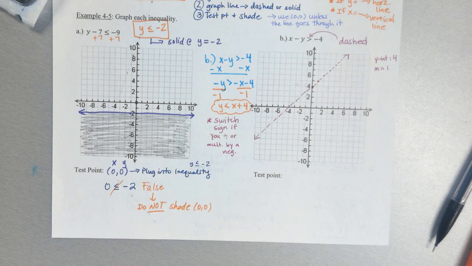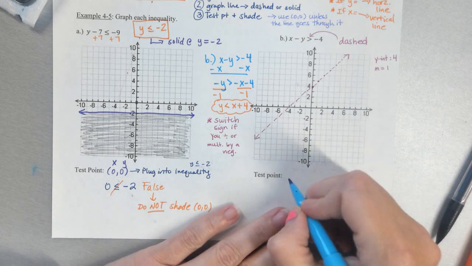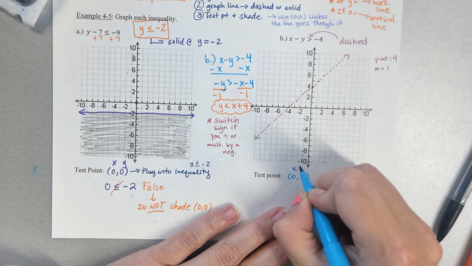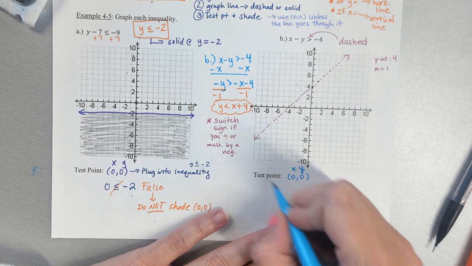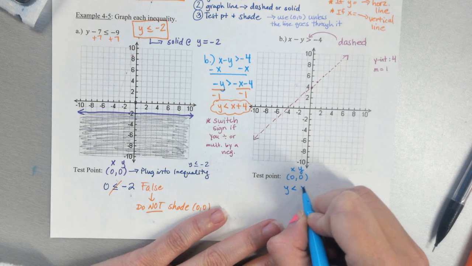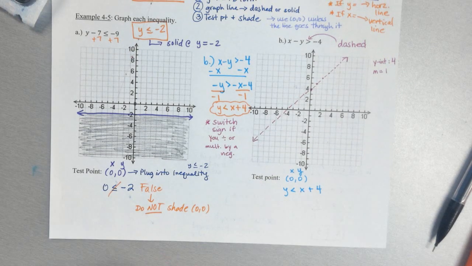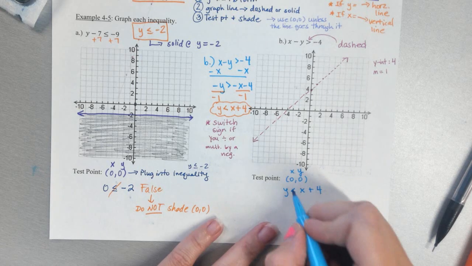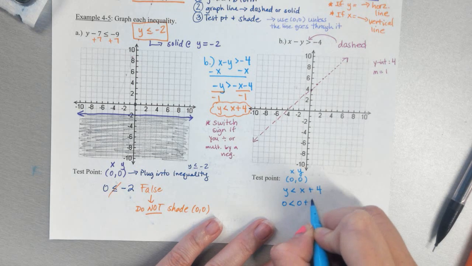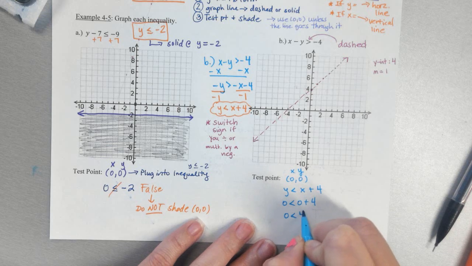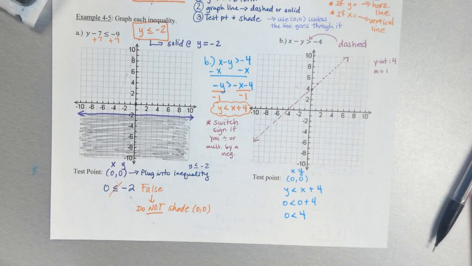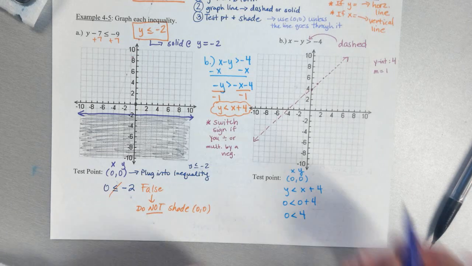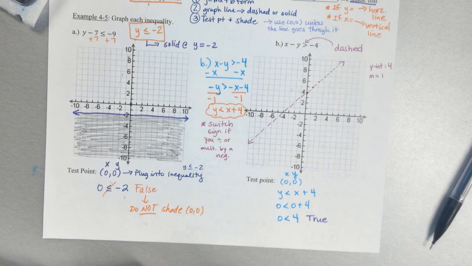Alright, what questions do we have about this step so far? This step's good? Alright, let's do the test point then. So test point 0, 0. So we're plugging this in for x and y. Again, I would just use this one that you solved. Okay, so if I plug in 0 for x and 0 for y, I get 0 is less than 4. Is that true or false? Yes. Okay, so if it's true, just write true next to it, okay?